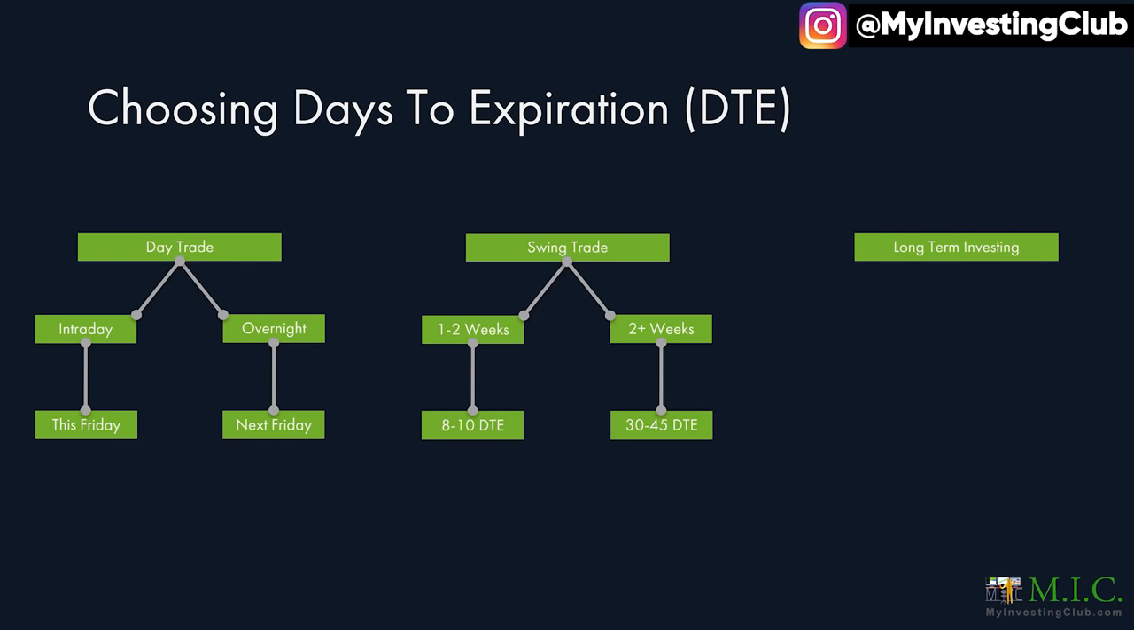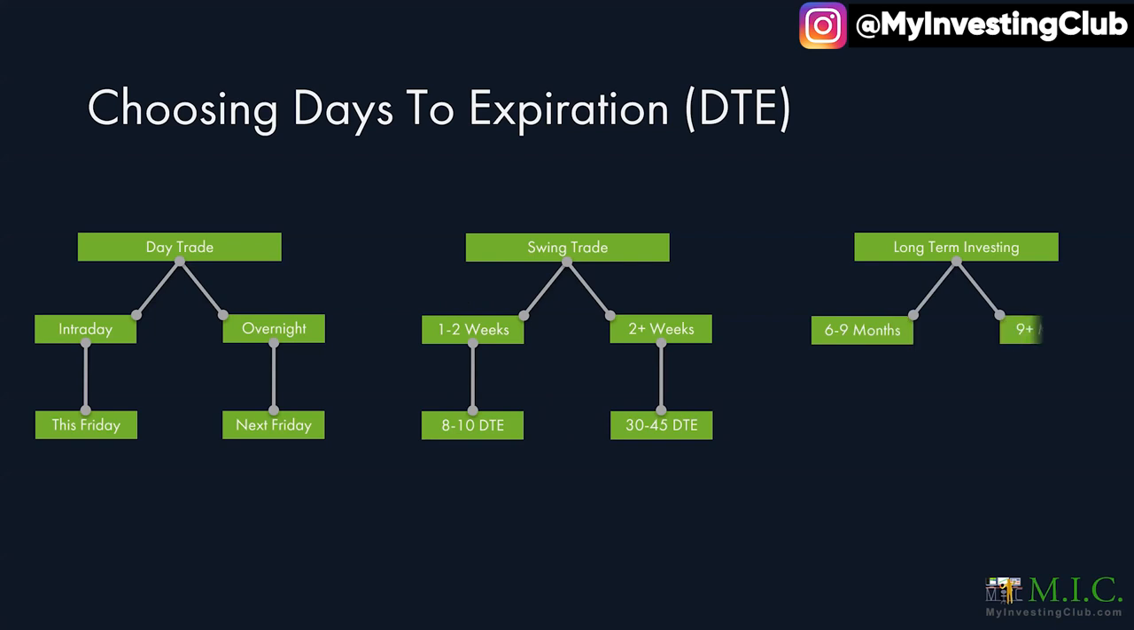Now, I will say this with this swing trade category, these can swap back and forth. You could choose to trade these 30 to 45 days to expiration options in a 1 to 2 week time frame. You could still choose to do this if everything is favorable in this expiration time frame. There are going to be more things that we play into this as we go along.